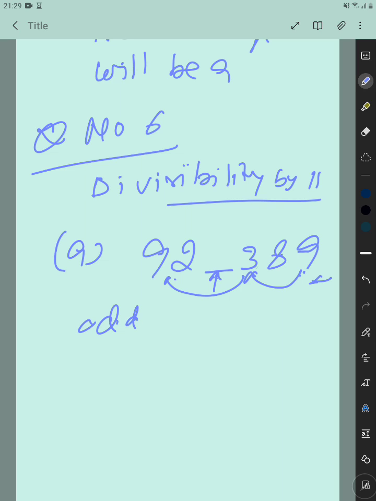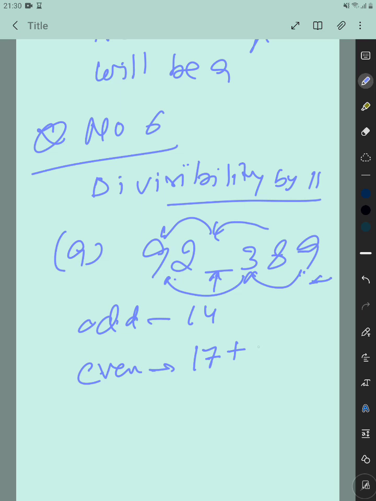Okay, 9 plus 3 is 12, plus 14 is 14. We got 14 here. And for even places, 8 plus this blank and then plus 9. So at even place, 8 plus 9, how much? 8 plus 9 will be 15, oh sorry, 17, and plus this blank space.